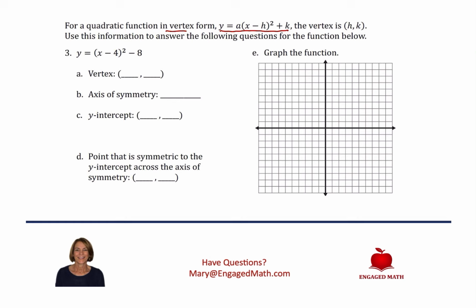The reason it's called vertex form is that we can look at this function and right away tell what the vertex is. So what we're doing is using the opposite of the number that's with the x in the parentheses. That's the x coordinate. And then this number right here is the y coordinate. And that is all based on what's written at the top here.